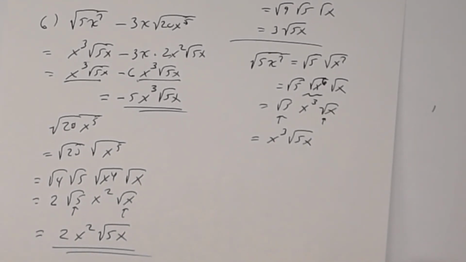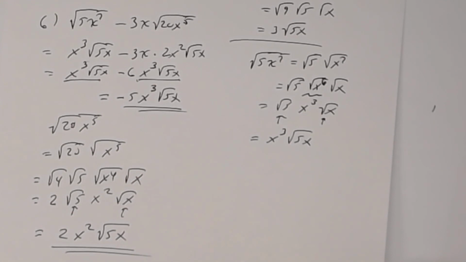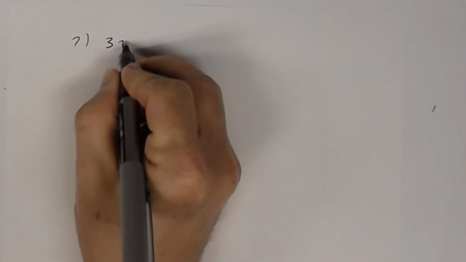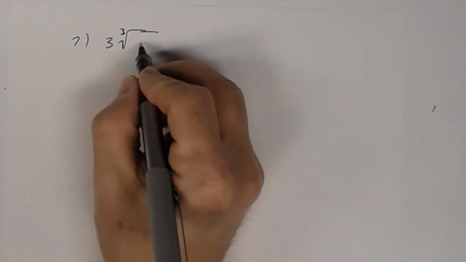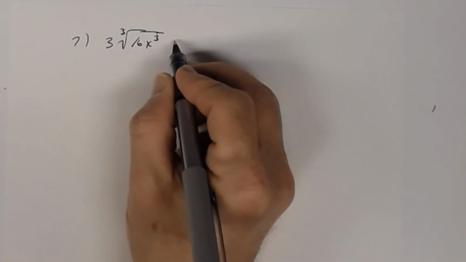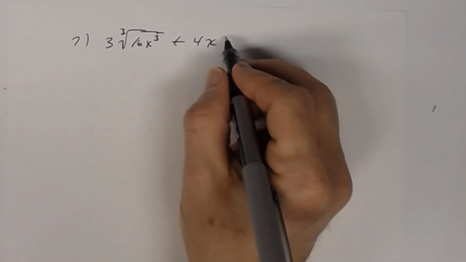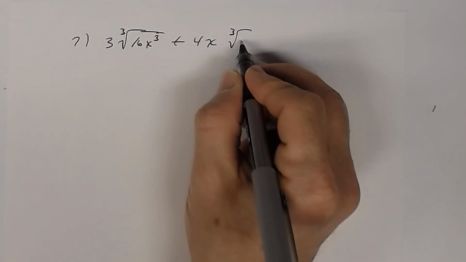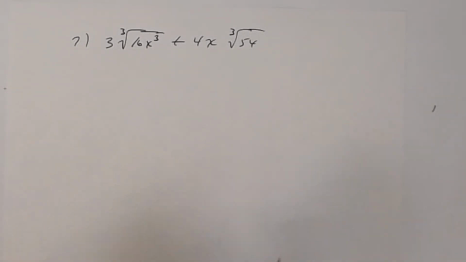All right, so number 7. So let's look at number 7. All right, in number 7, you had 3 times the cube root of 16x to the third plus 4x times the cube root of 54. So 3 cube root of 16x to the third plus 4x cube root of 54.